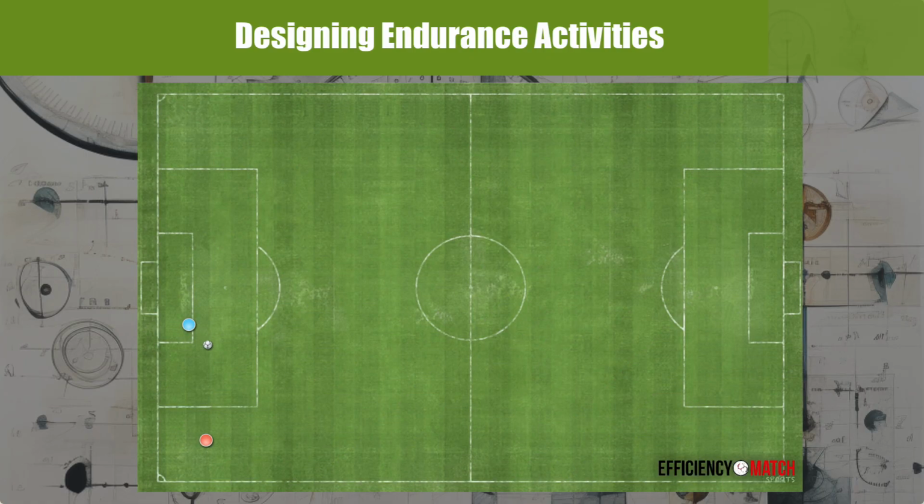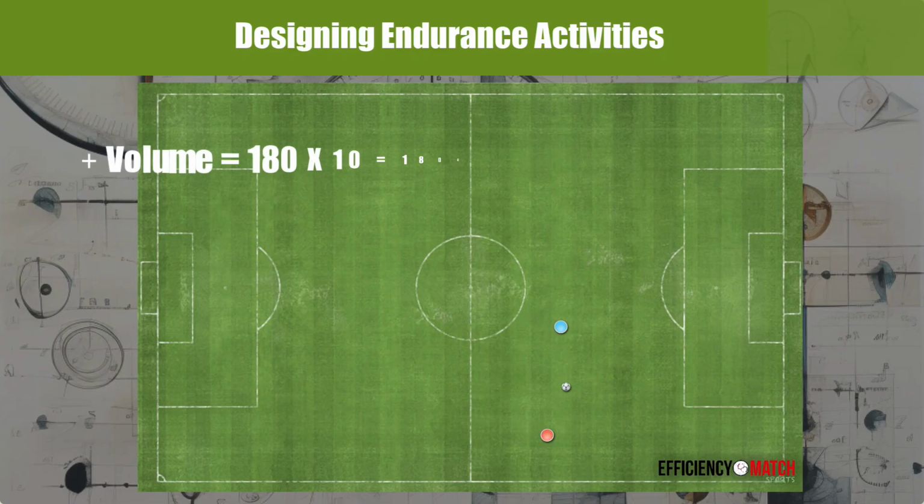In the first example, two players pass and combine the length of the field. The total distance traveled is approximately 180 meters.